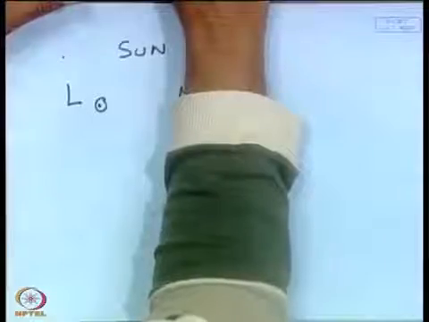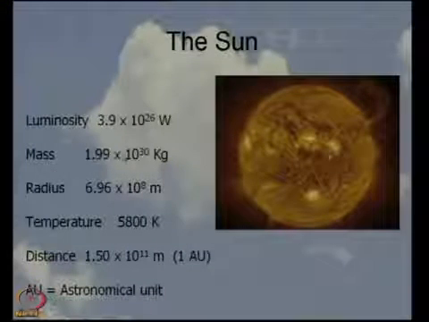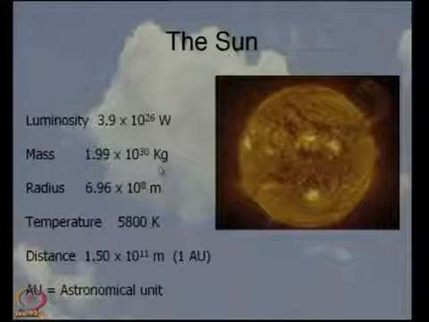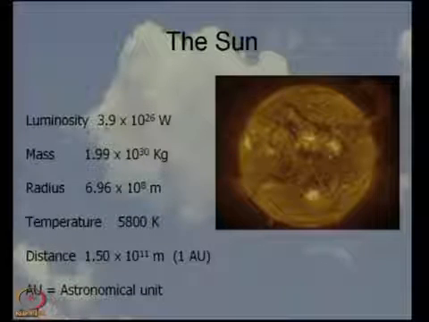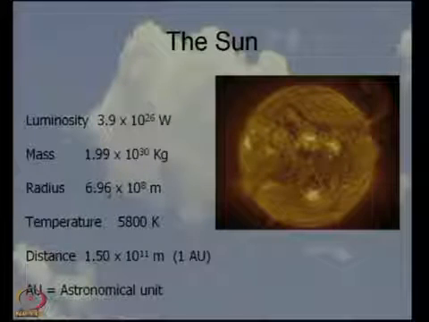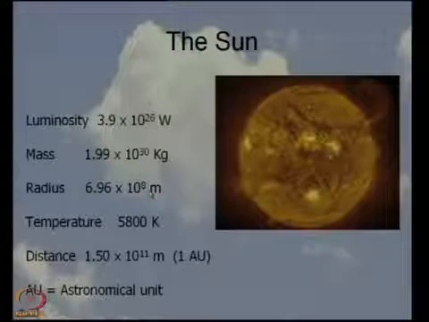So, the luminosity of the sun is 3.9 into 10 to the power 26 watts. The mass of the sun is 1.99 into 10 to the power 30 kilos. Okay. So, these are the energy scale, the energy that comes out, and the mass of the sun. The radius of the sun is 6.96 into 10 to the power 8 meters. So, it takes around 2 seconds for light to travel from the center of the sun to the edge if it were able to propagate freely. Okay. That is the radius of the sun.